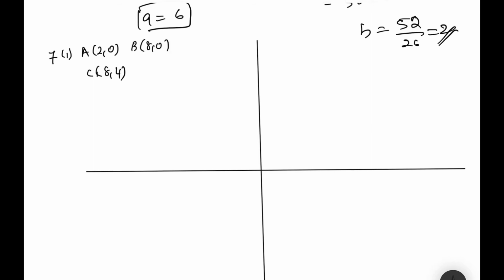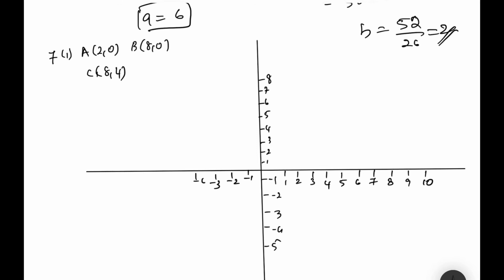Okay. So these are random values here; when you do it on a graph it will be more neat. I mark 2, 3, 4, 5, 6, 7, 8, and minus 1, minus 2, minus 3, minus 4, minus 5, let it go on. Again 1, 2, 3, 4, 5, 6, 7, 8, 9, 10, and minus 1, minus 2, minus 3, minus 4, minus 5, minus 6, minus 7.